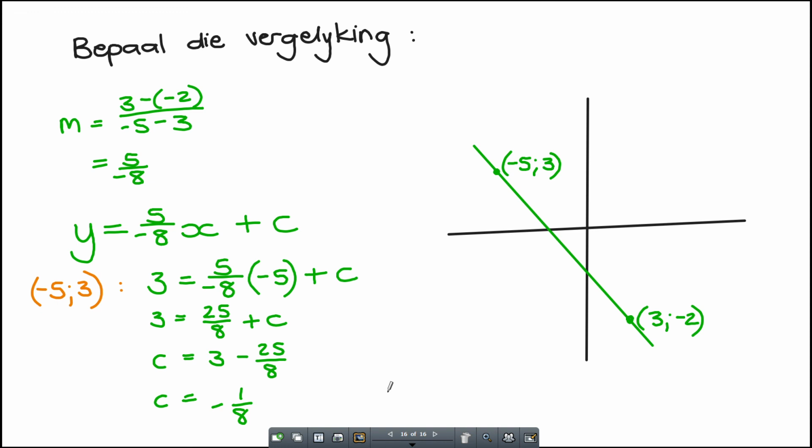So then, you have to finish off by giving the full equation. Y is equal to 5 over minus 8x, en in plaas van plus c, gaan ek sê minus 1 op 8. Right, you guys good? Maak dit sin?